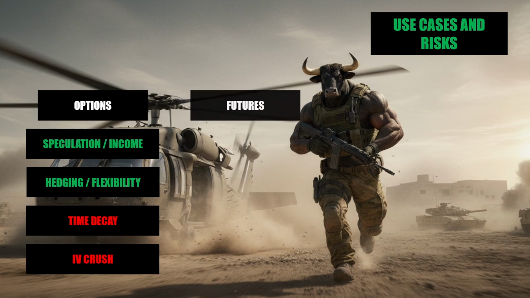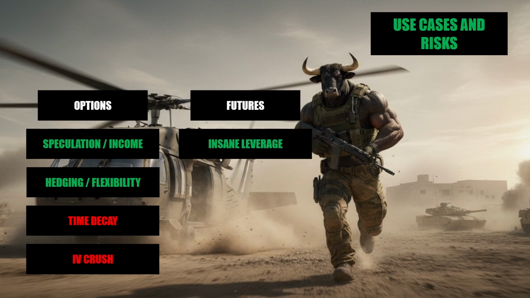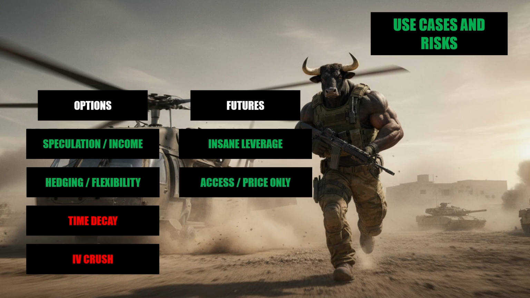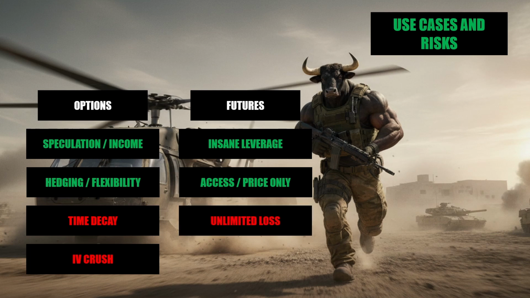Moving on to futures. They power pure directional bets with insane leverage, 24/5 access, and no theta. It's pure price exposure without any time decay. But futures risks start with unlimited loss potential in both directions. Unlike option buyers who cap losses at the premium paid, futures losers keep losing until you close or get liquidated. A 1% index drop can equal a 20% margin loss at 20 times leverage.